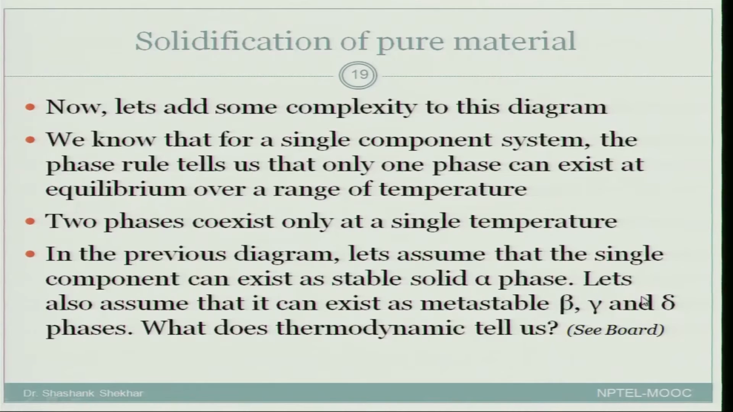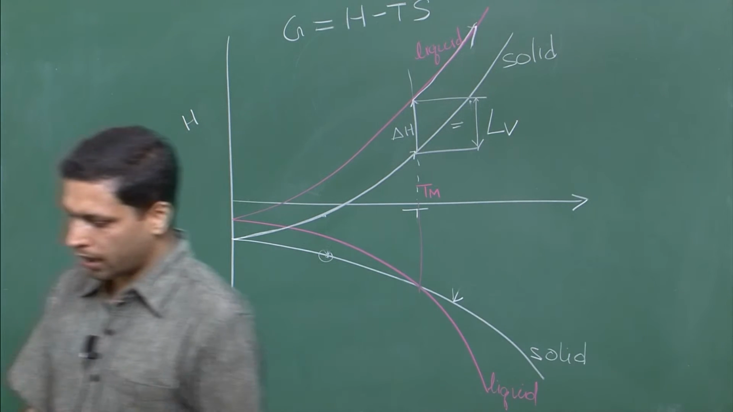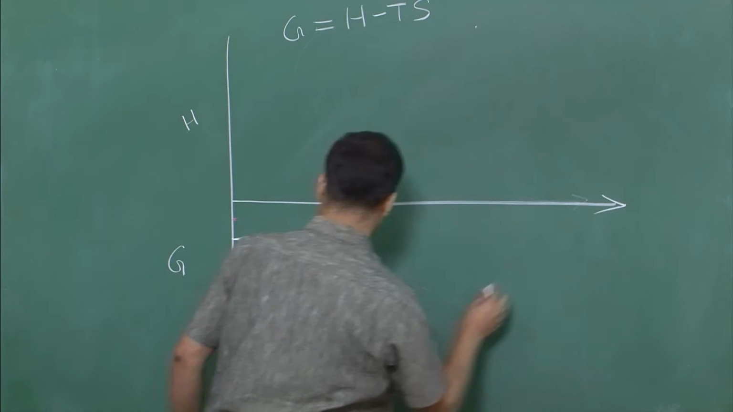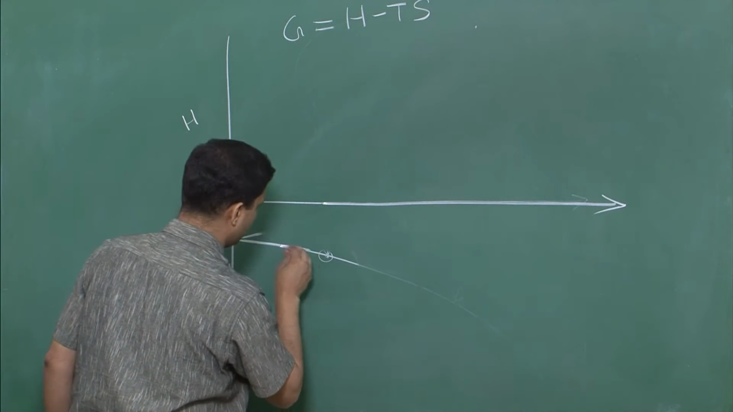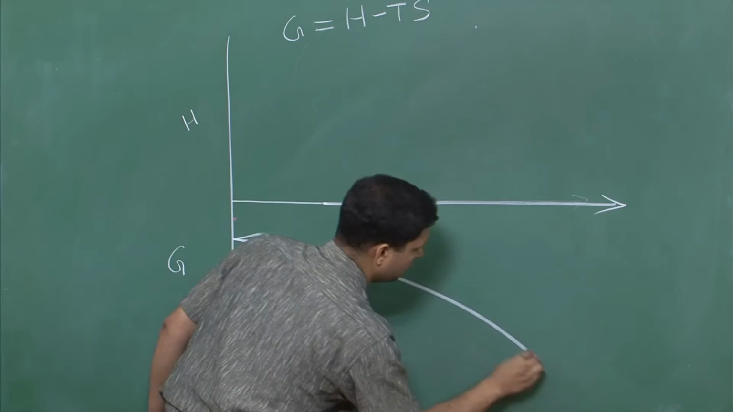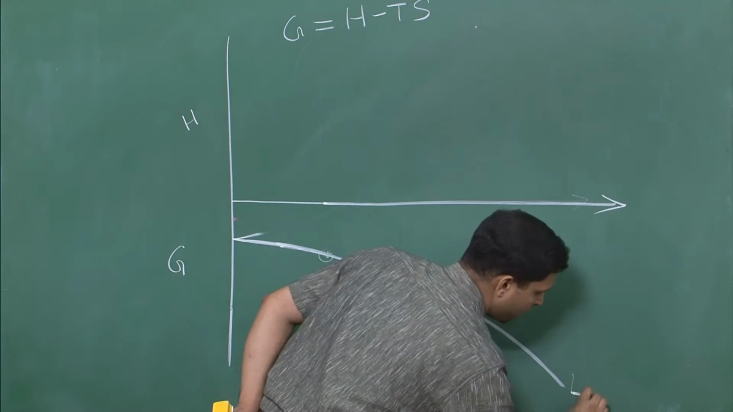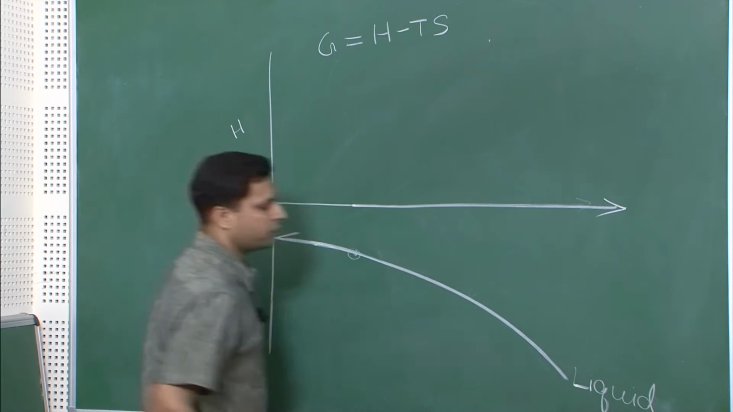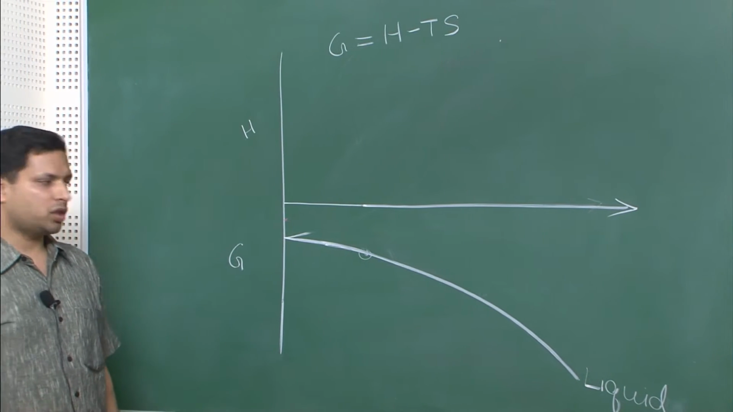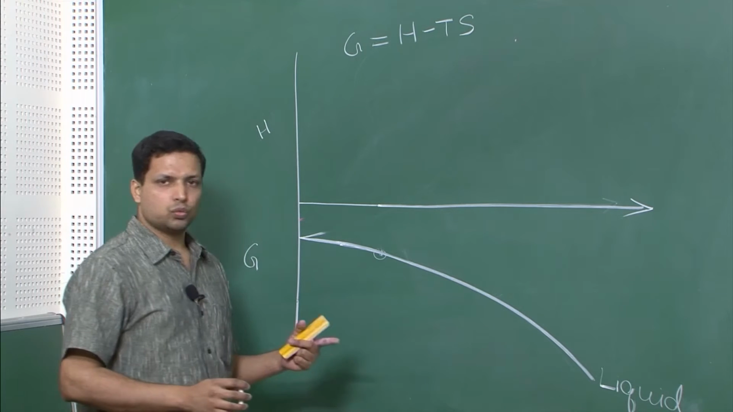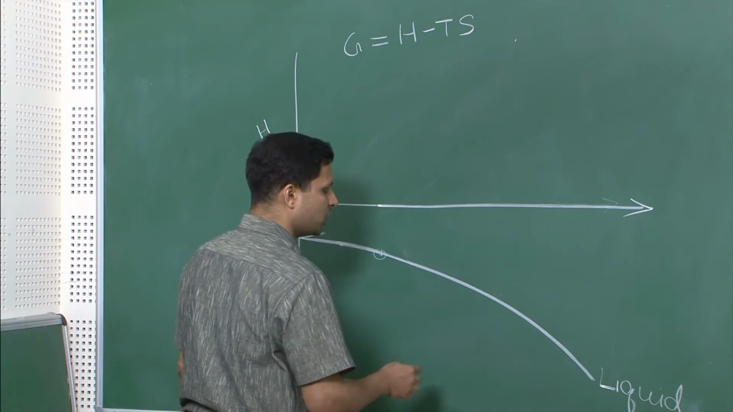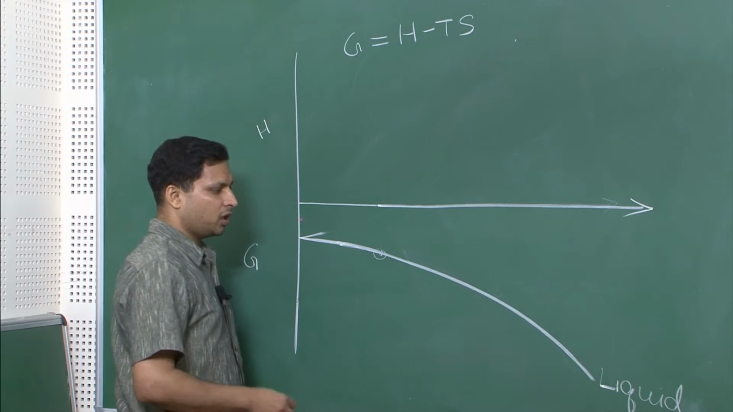So, now we will redraw it to look like so. Let us say this is still our liquid and we are now drawing only the G curve. We do not want to draw H, we just want to see what happens when there is more than one phase that can exist for a particular component.